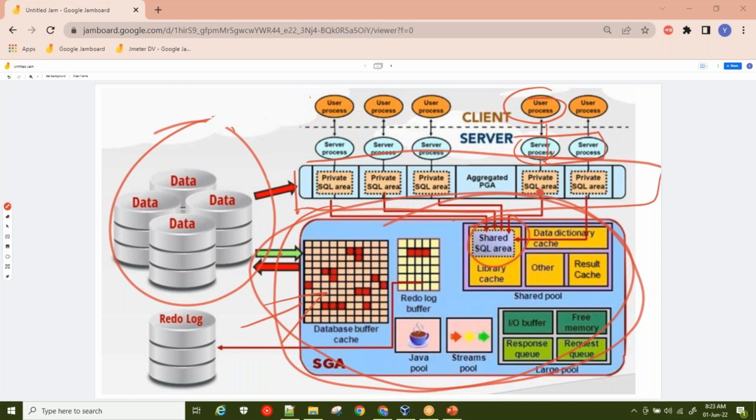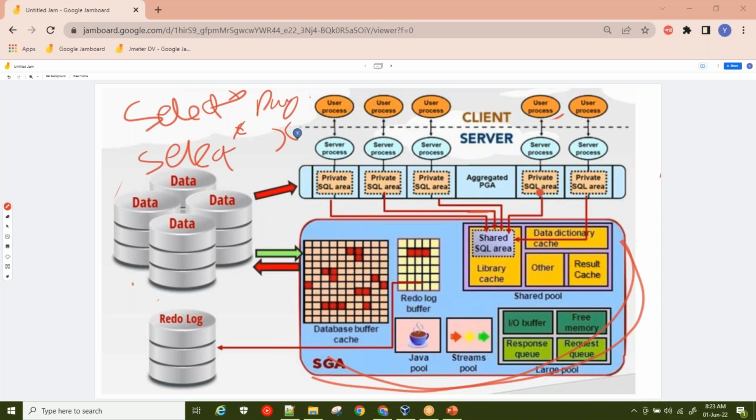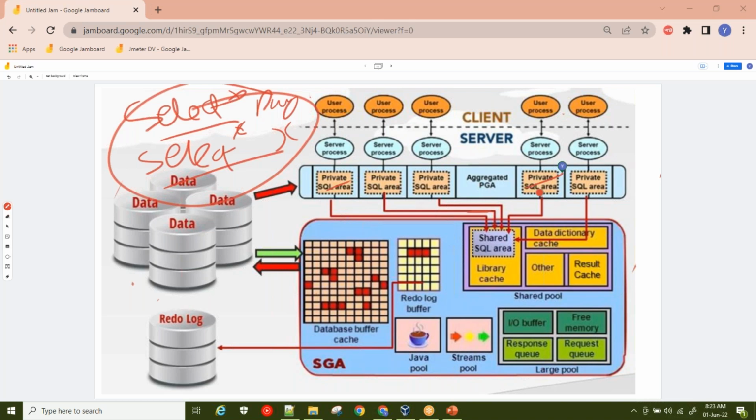What happens is generally the PGA will have all the user data individually. Each user will have different types of queries and different data. One user will be running select star from sale or select star from payment, another user will be running select star from something else. These separate things will be stored in the private SQL area one by one. For each user, a small memory is allocated inside the PGA. From here, all together will be collected and sent to the shared SQL area.